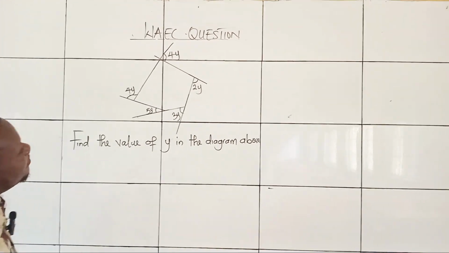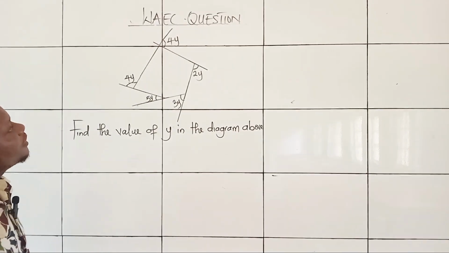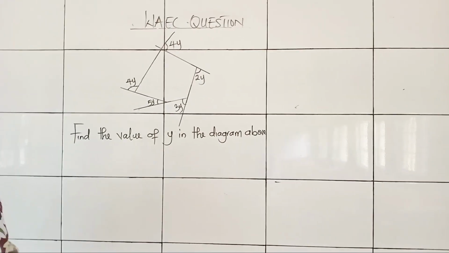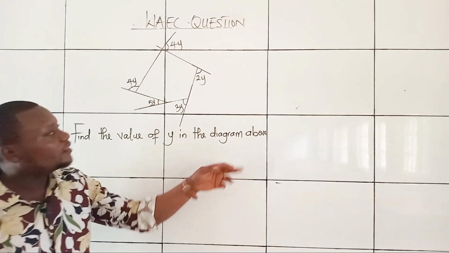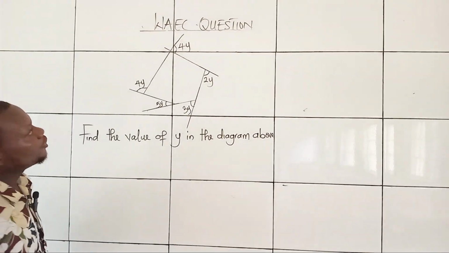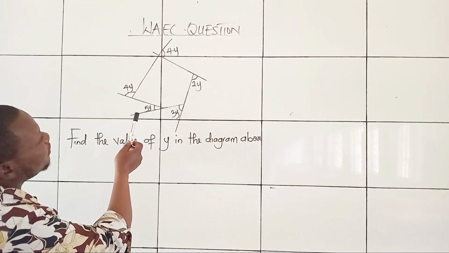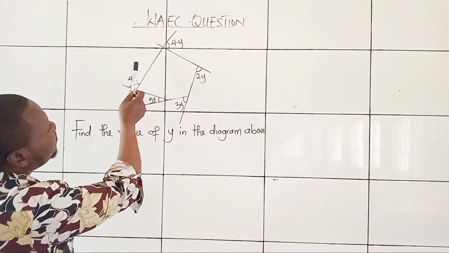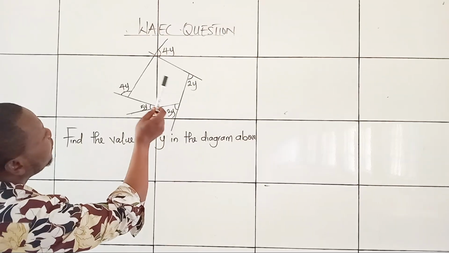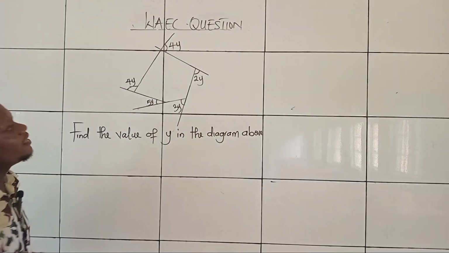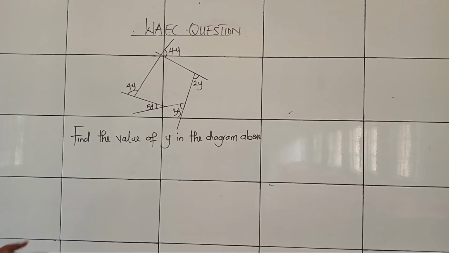Let's look at this past WAEC question. The question says find the value of y in the diagram above. This diagram is a shape with four sides. Let's count: one, two, three, four, five. I mean a five-sided shape, and that's a pentagon.